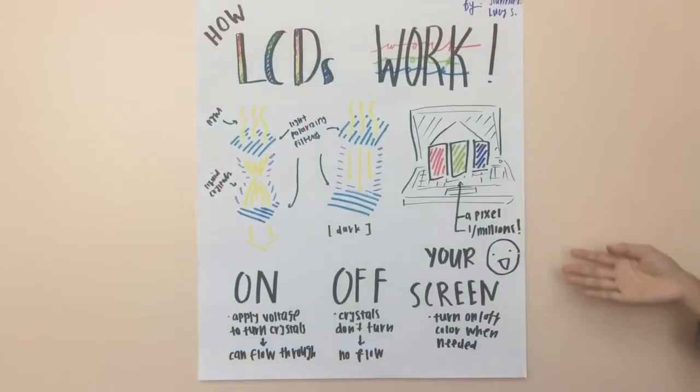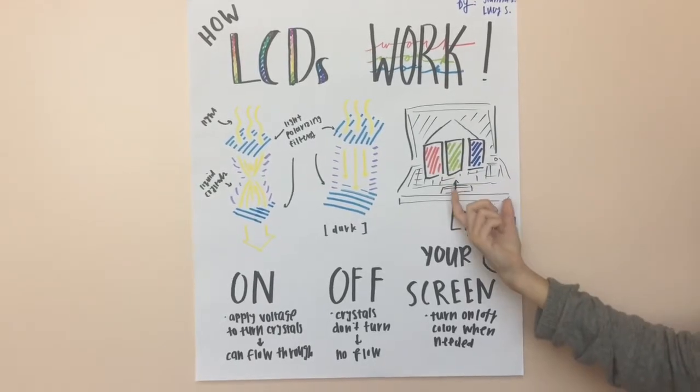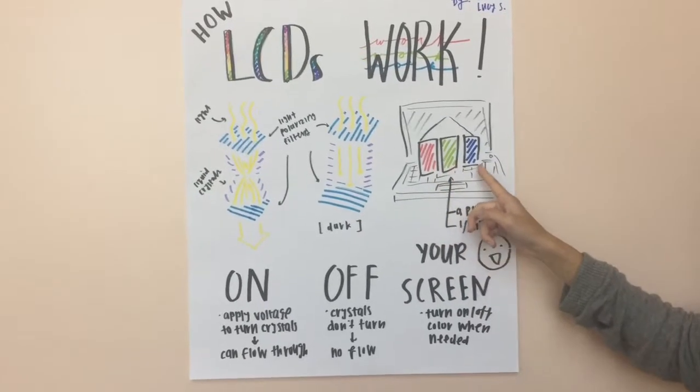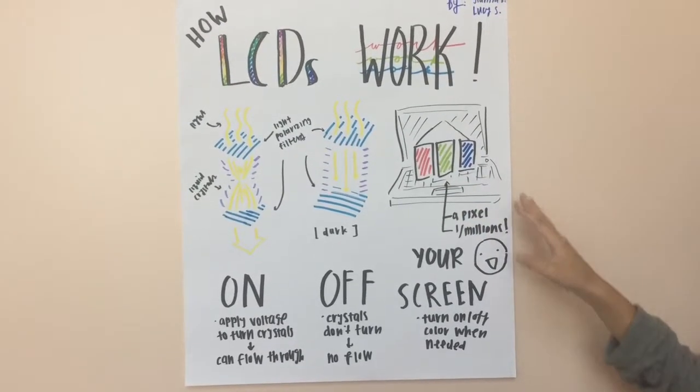Here we have your everyday laptop with an LCD display. Each pixel has 3 subpixels. One is for red, one is for green, one is for blue. When all of these are turned on, your screen becomes white. When they're not turned on, they're black.